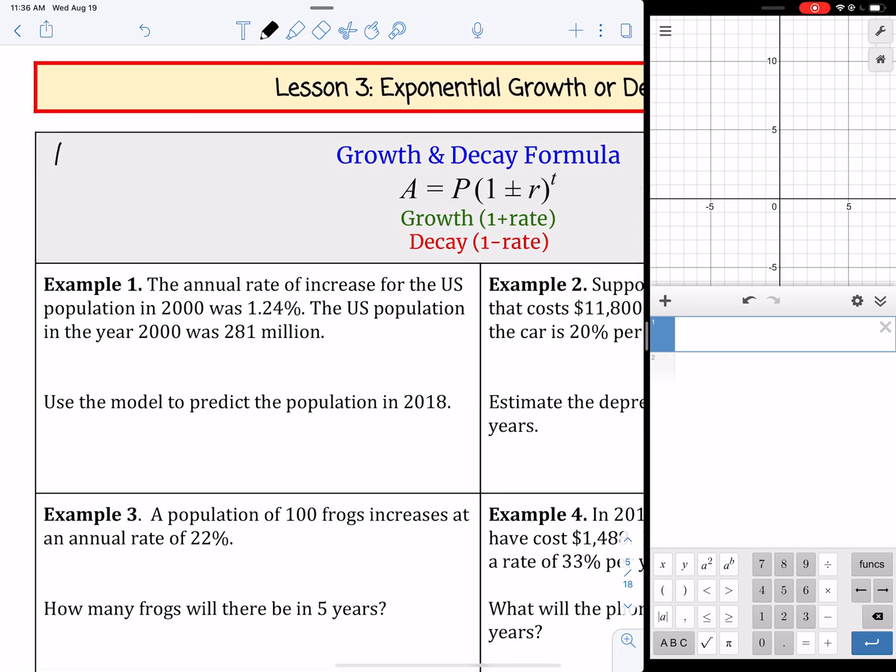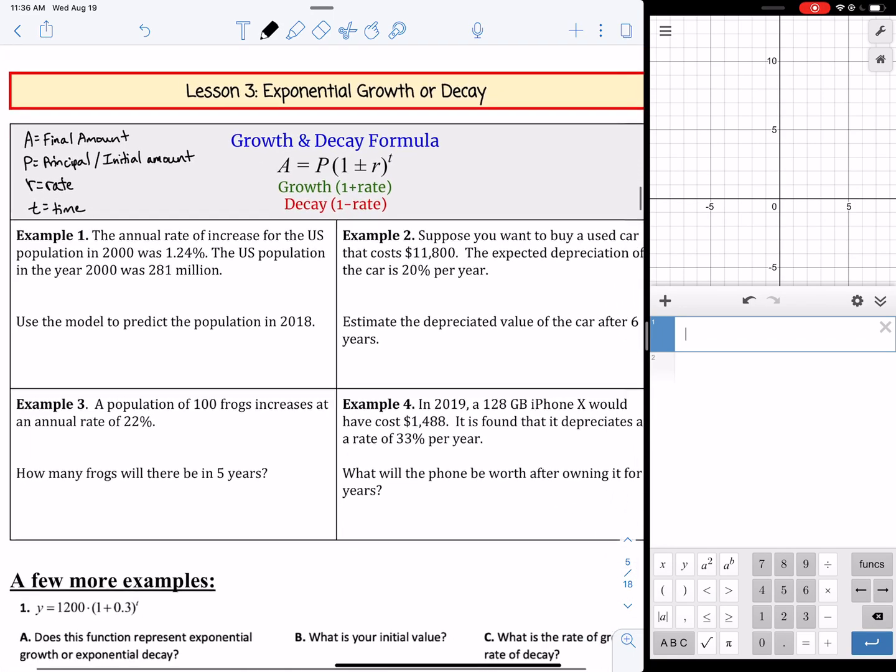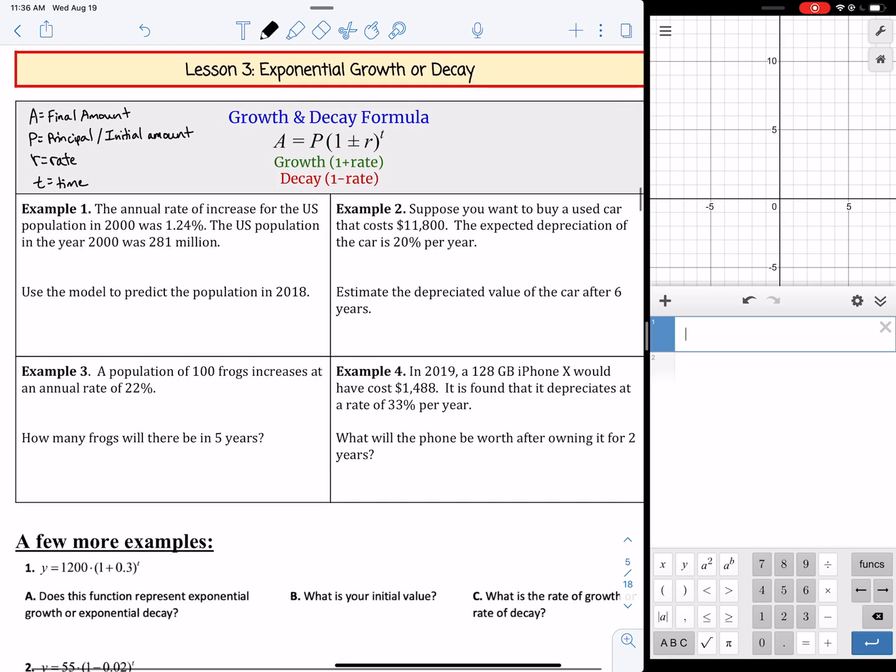So A is your final amount. P is your principal amount or your initial amount. R is your rate, and then T is time. Okay, so let's look at some examples. First, you want to read the problem and determine, is it a growth problem or is it a decay problem you're looking at?